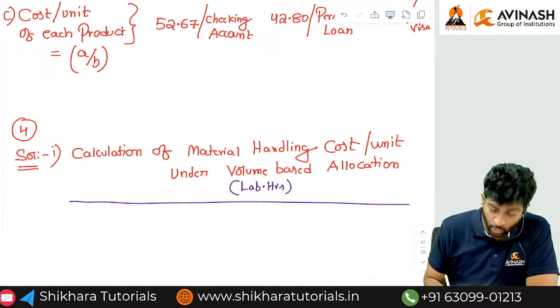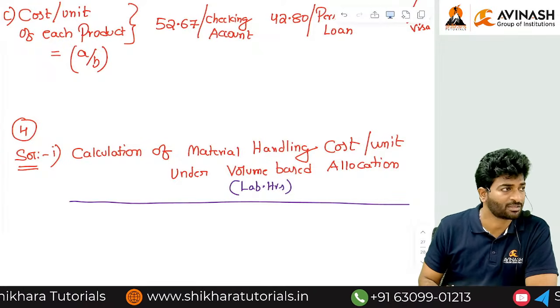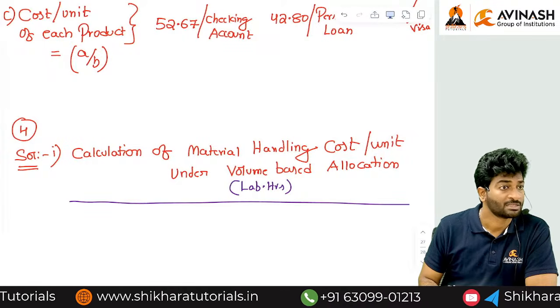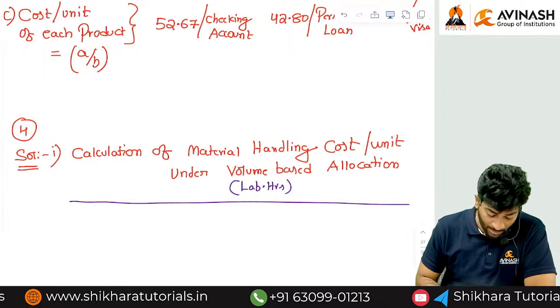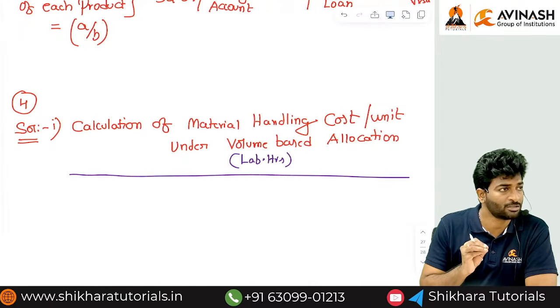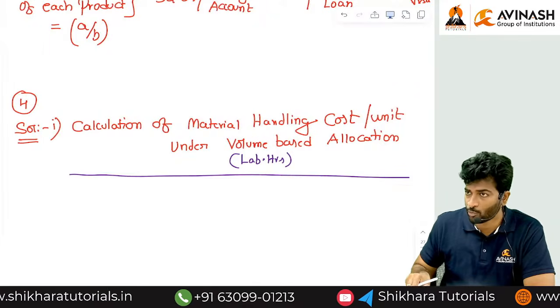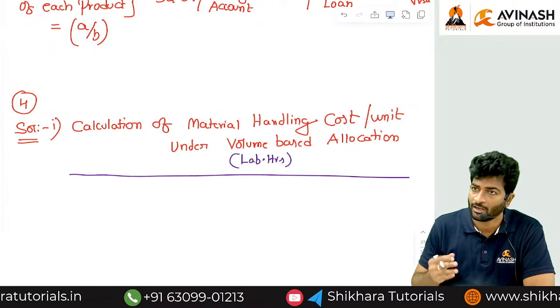So I told you there are 6 traditional methods, right? In that, labor hours comes under which method? Second method. So based on units, second one is based on labor hours. So numerator is overhead cost. Denominator should be labor hours. I think already we have material handling cost. Numerator is ready, right? Then we need to calculate denominator.